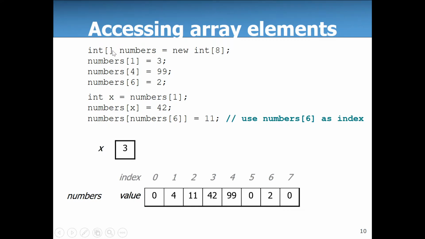We can create a new integer array of 8, set numbers[1] to 3, numbers[4] to 99, numbers[6] to 2. x is equal to numbers[1], so x's value is going to be 3. Then set numbers[x] to 42. So store 42 in index 3. That's an important bit.